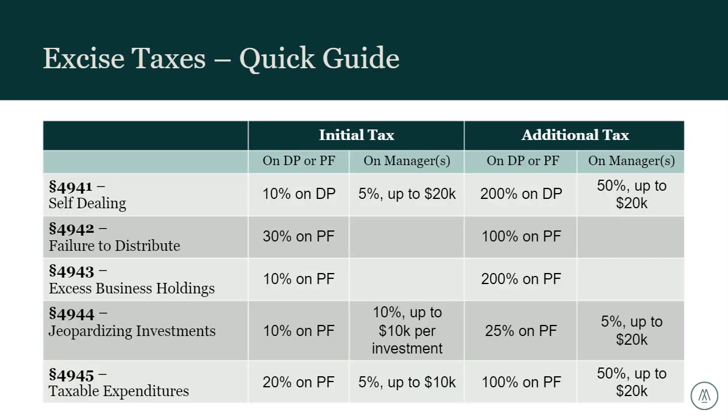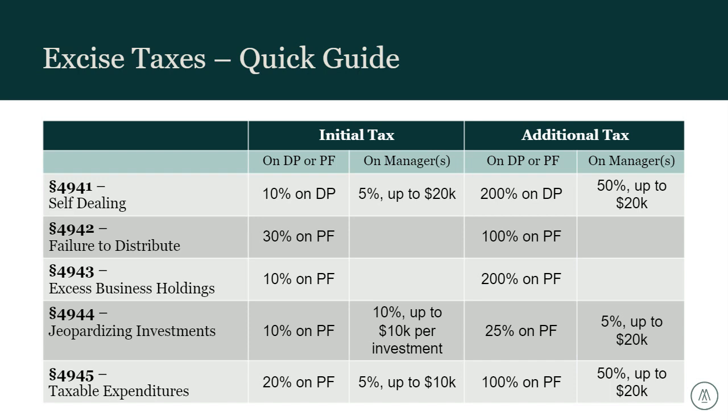So here's a quick reference guide for you on the various excise taxes. This shows a two-tiered tax level, which unfortunately does apply to some private foundations if you're subject to these taxes. The initial tax is levied upon the prohibited act occurrence, so at the time the prohibited act happens. And then the additional tax may be assessed if the prohibited act is not corrected during the correction period.